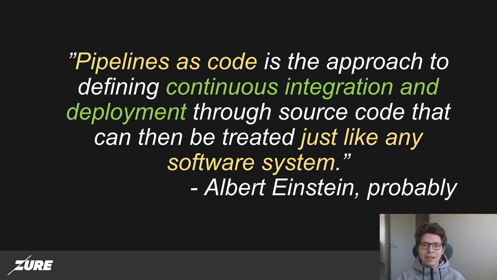This is not really a new thing, considering that CruiseControl, which was the first CI server in 2000, was based on something that could be called pipelines as code. So it has kind of taken us 20 years to really get there.